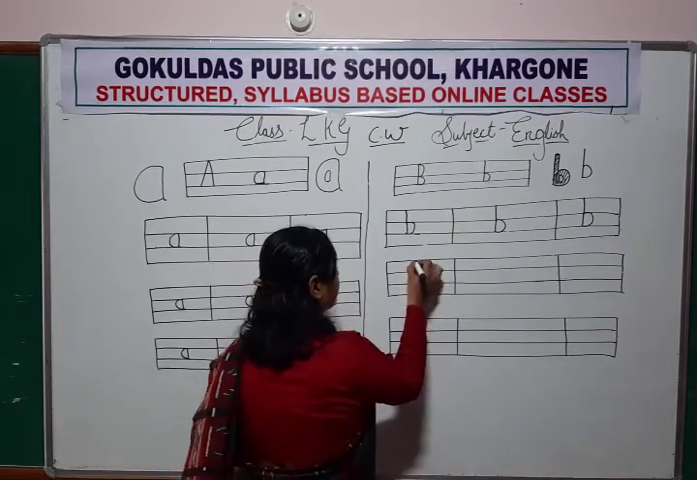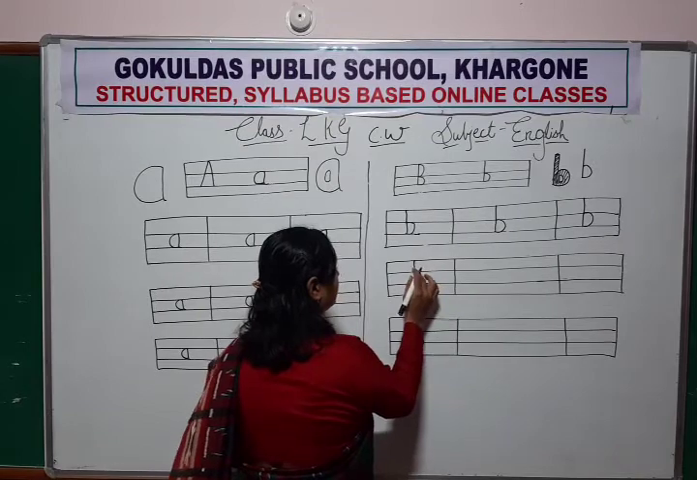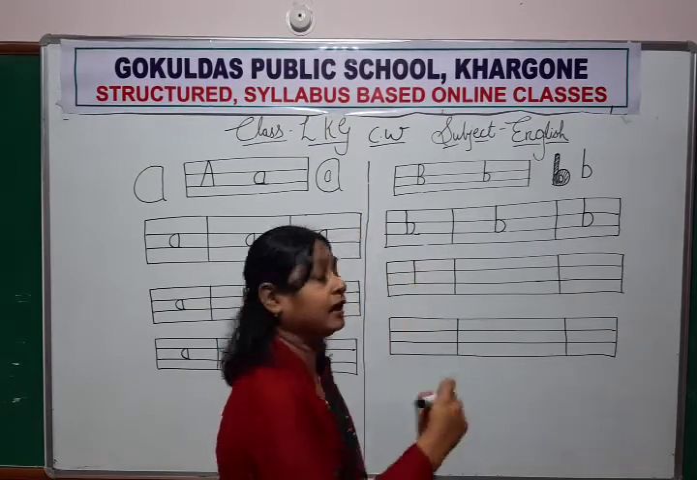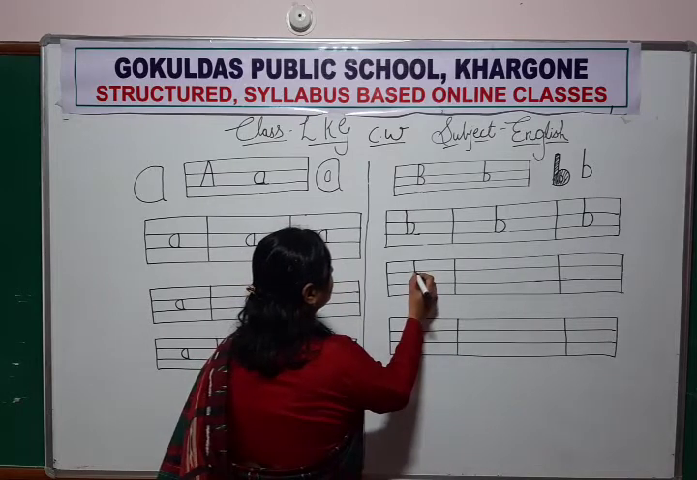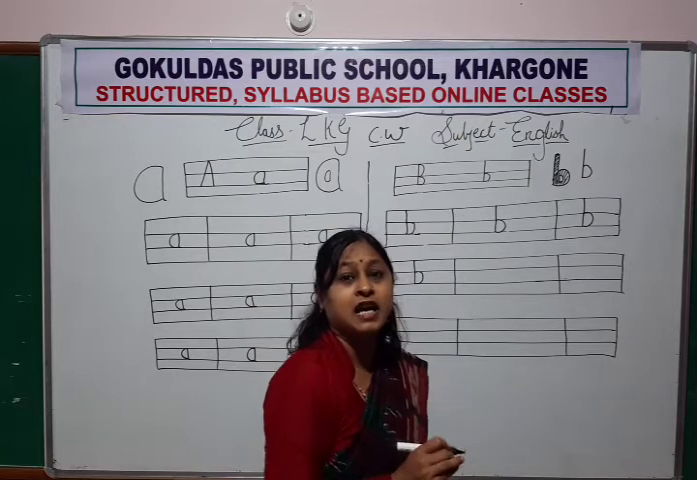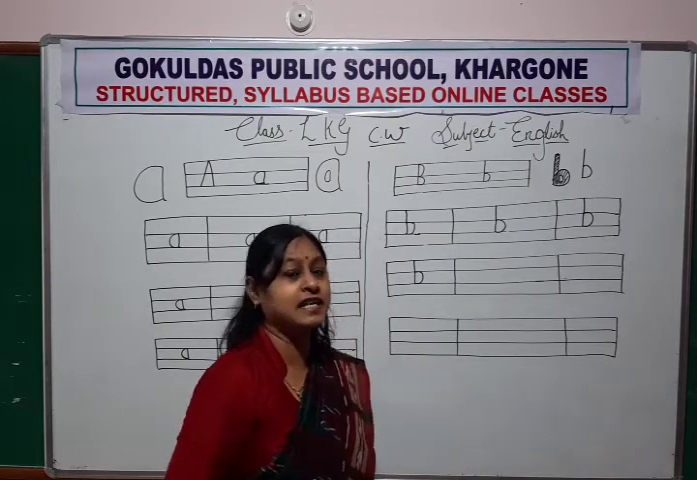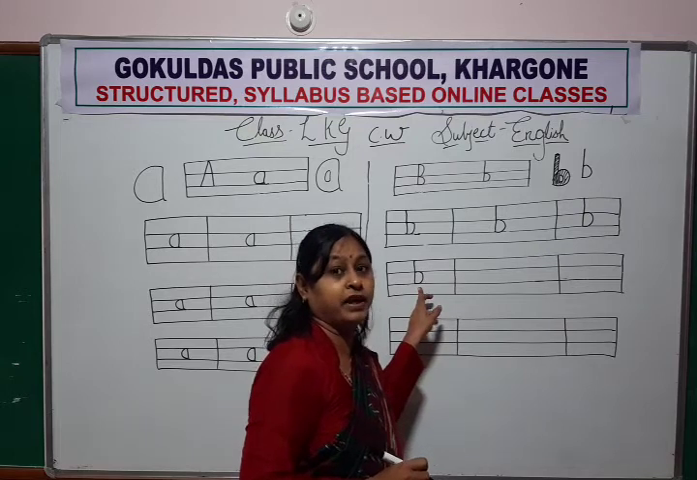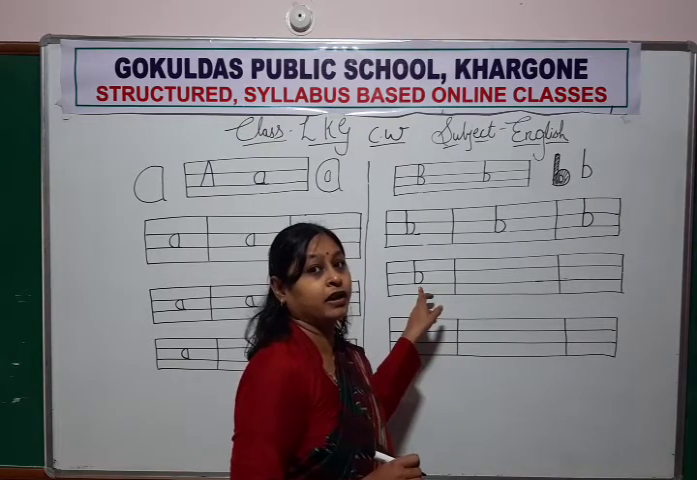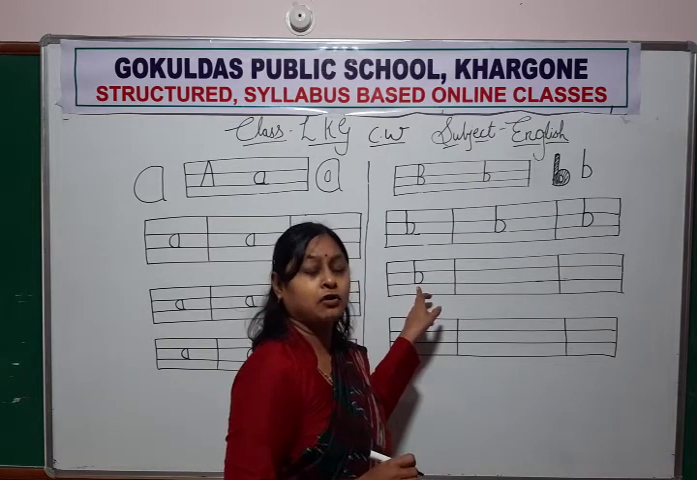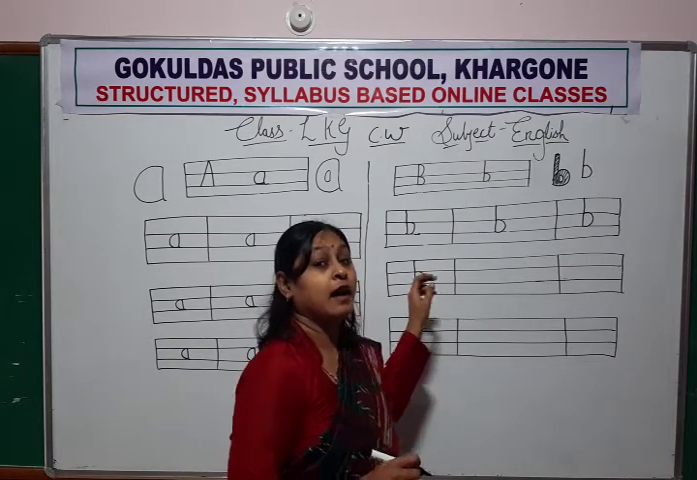Again, standing line. What you have to put? First you have to write standing line. And after that, half circle. So which letter is this? This is B. Baby B. Small b. Okay. So sound of B is B.